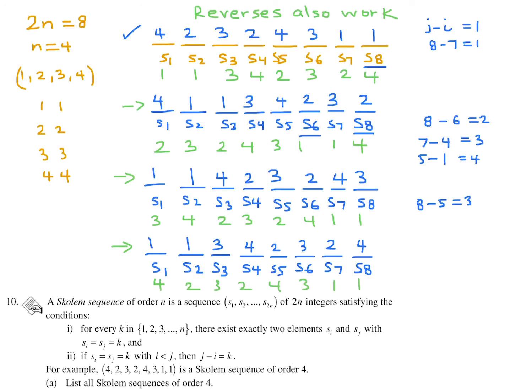All right. So I think that I hammered that home good enough. So how many do we get? We got 1, 2, 3, 4, 5, 6, 7, 8 of them. So we got 8 Skolem sequences of order 4.